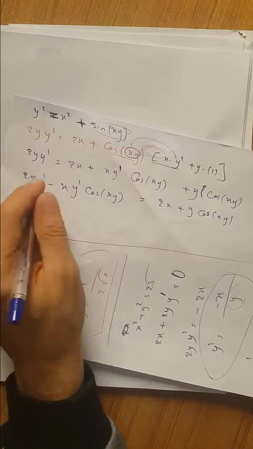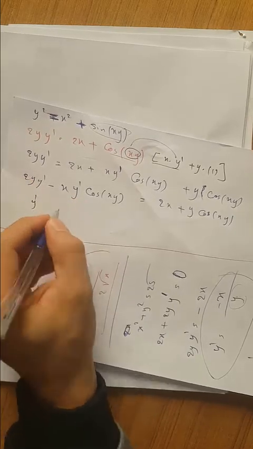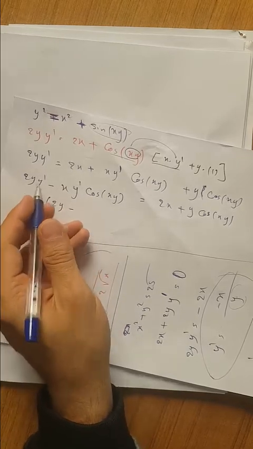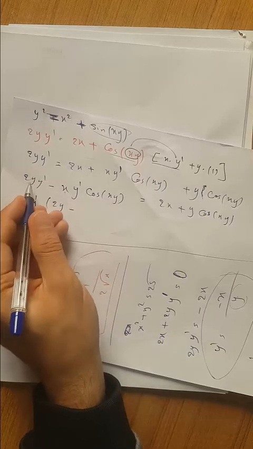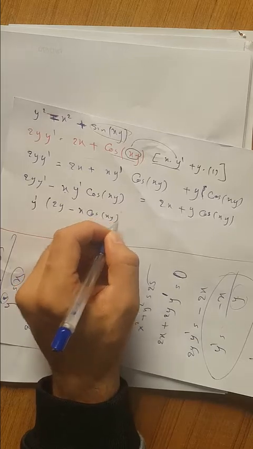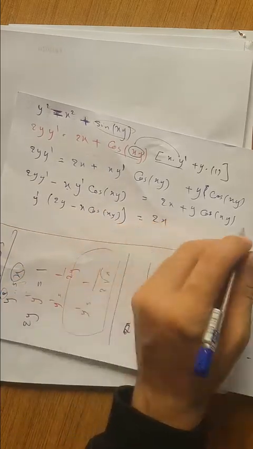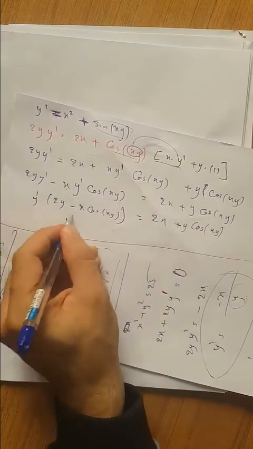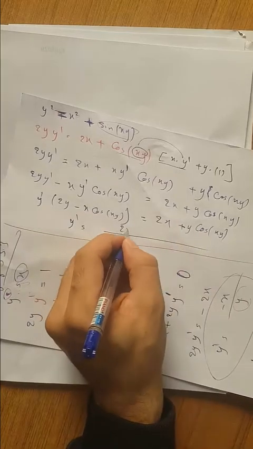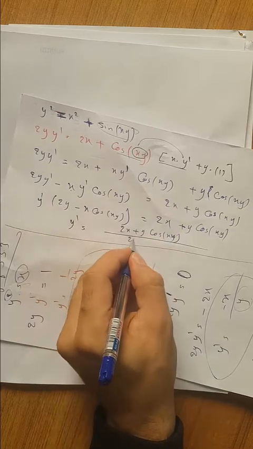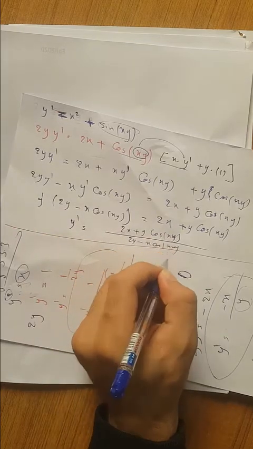Now students, we are taking the y prime as a common, and it remains 2y minus, be careful and pay full attention, you can see 2y minus x cosine xy is equal to the other right side, 2y cosine xy. And we need the y prime, which will be equal to 2x plus y cosine xy, all over 2y minus x cosine xy. That's all that you need to know about the solution.